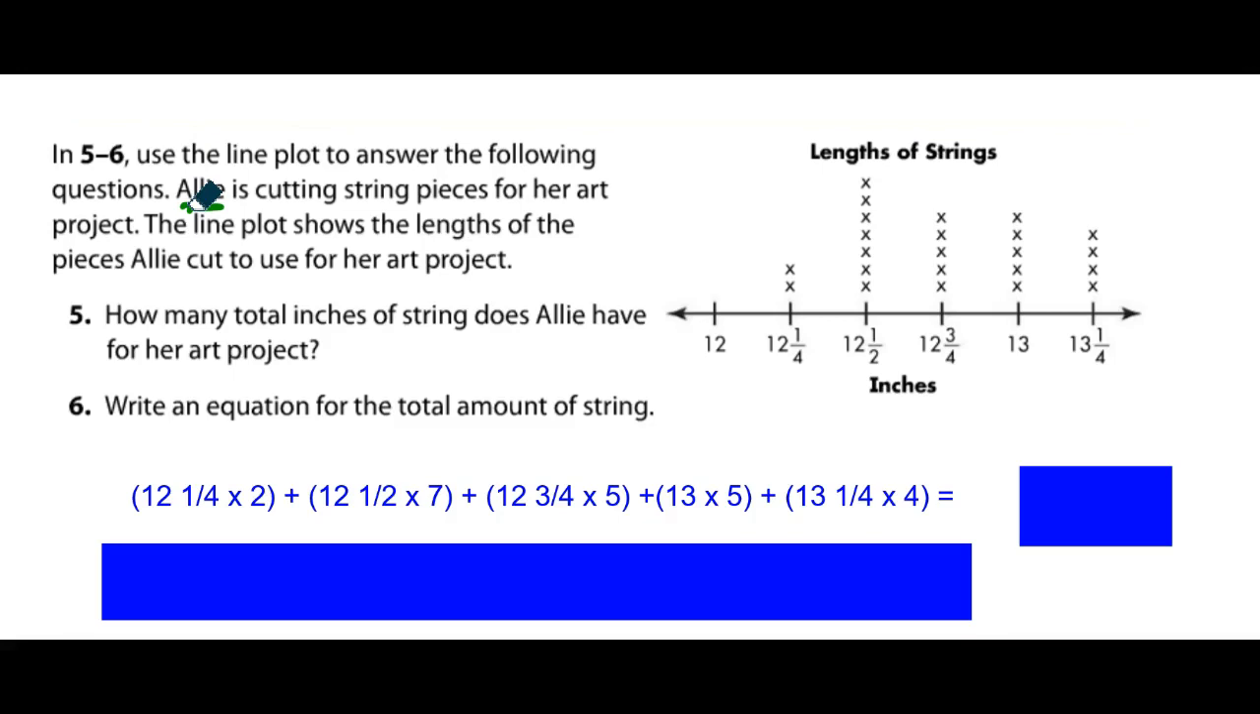When I find my lowest value, it's 12 and 1/4, and there are 2 x's there. So we have 12 and 1/4 times 2. Then if we look at our next value, I have 12 and a half, and there are 7 x's there. So 12 and a half times 7. Then our next value is 12 and 3/4, and there are 5 x's. Then we have 13, and there are 5 x's, and 13 and 1/4, and there are 4 x's. In order to figure out the grand total for how much string Allie has, I would have to do all of this math.